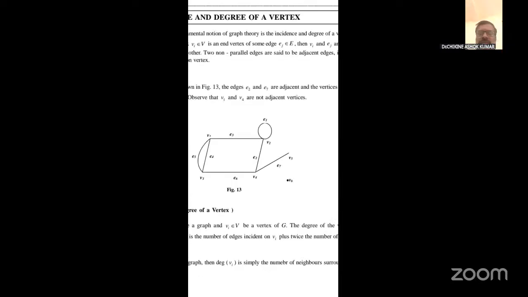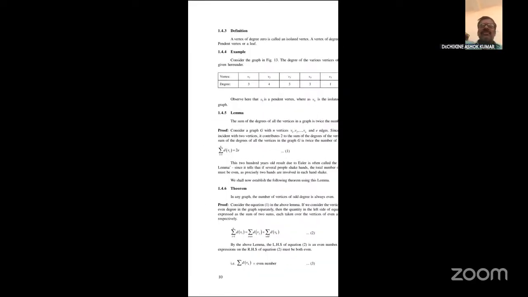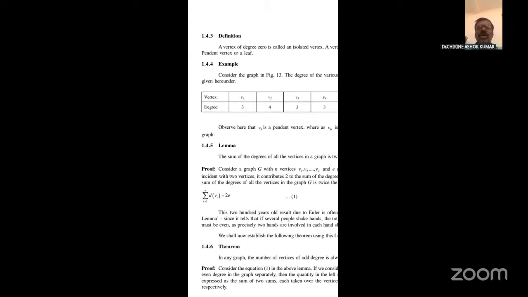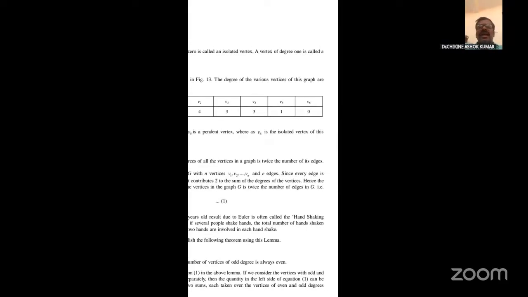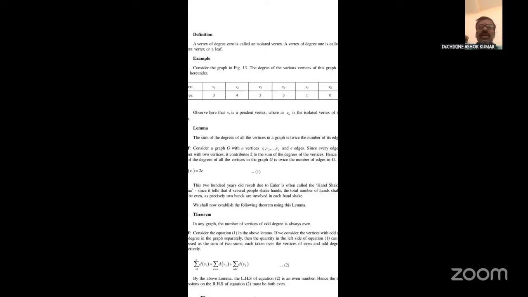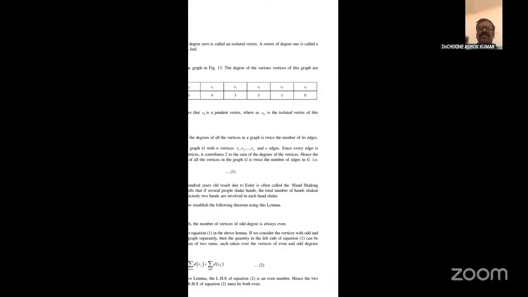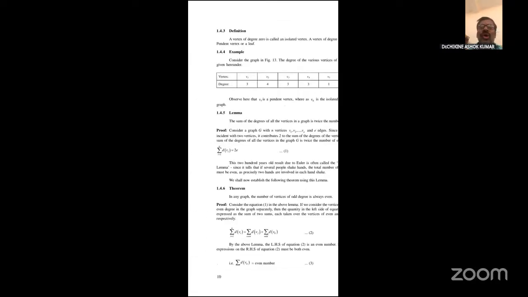Just I want to count the number of edges. So consider the figure, example 1.4.4. Consider the figure 13. The degree of the various vertices of this graph are given by, totally how many vertices we have? V1, V2, V3, V4, V5, V6. Totally six vertices are there.